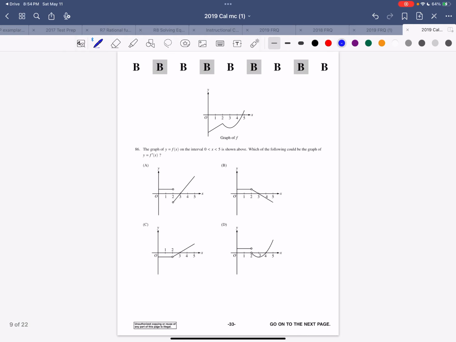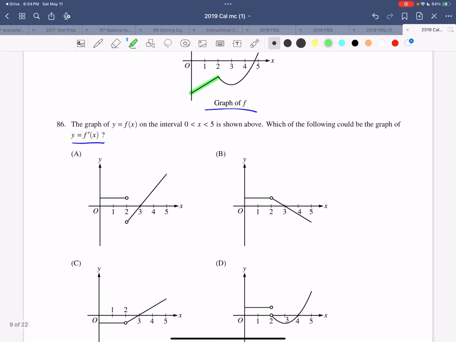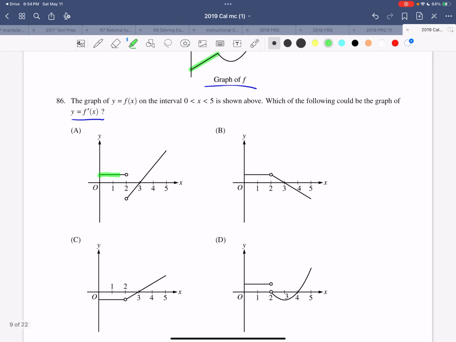All right. Let's do question number 86 here. This is a graph of f from 0 to 5. Which of the following could be the graph of f prime of x? In order to find f prime, it's simple. Do you see 0 to 2 is a positive slope? So 0 to 2 should be in the positive position. Here, positive position, here, positive position, here, positive position. And C is in the negative position. This one cannot be the answer.